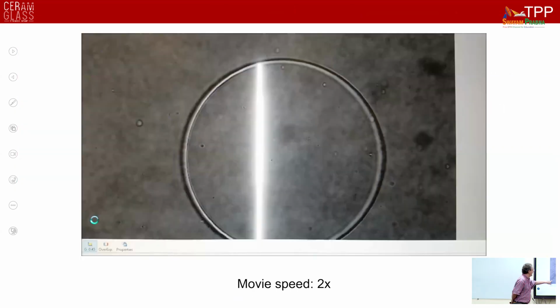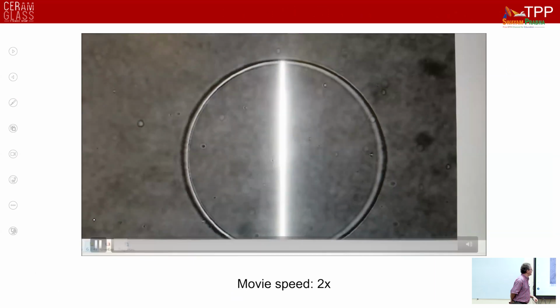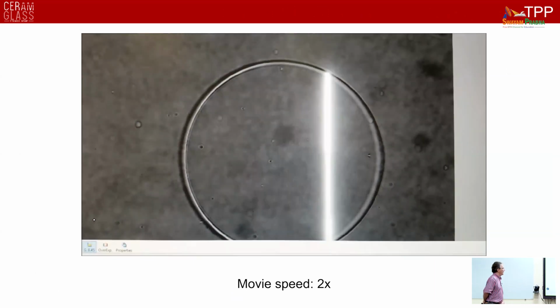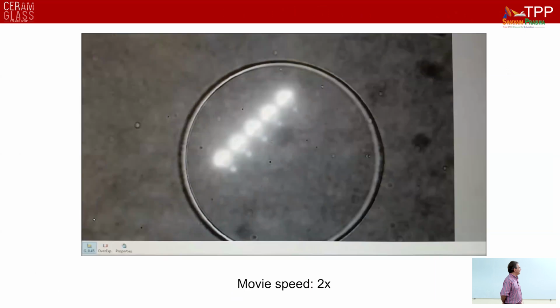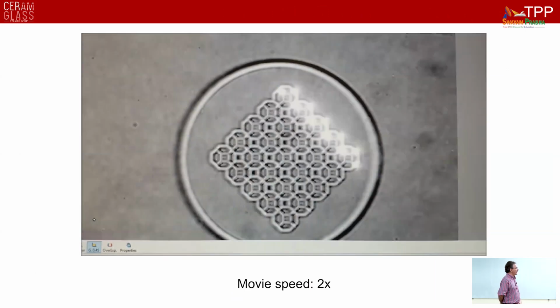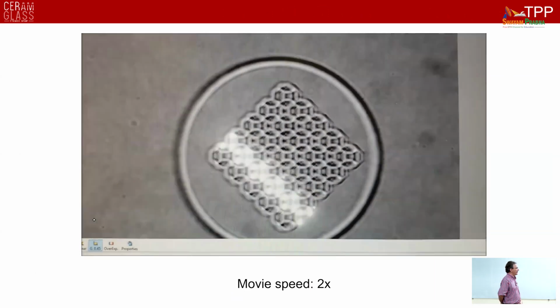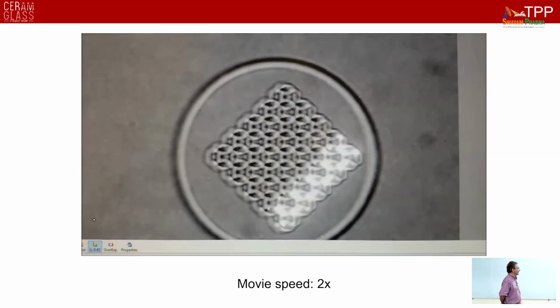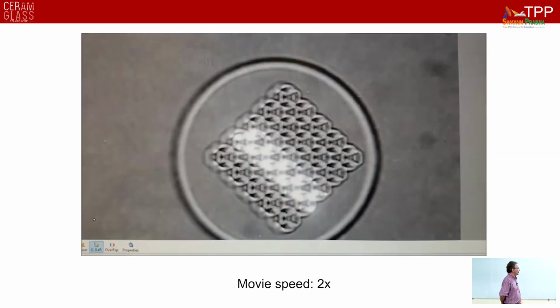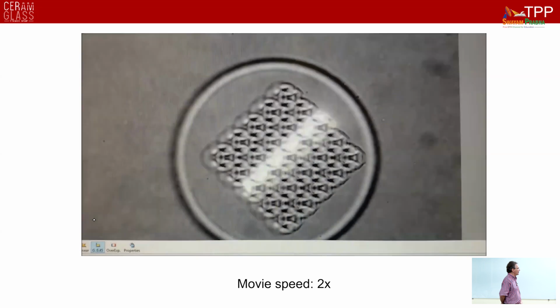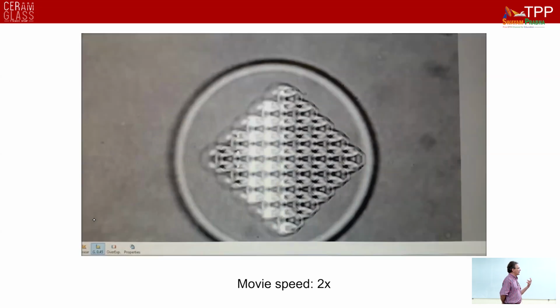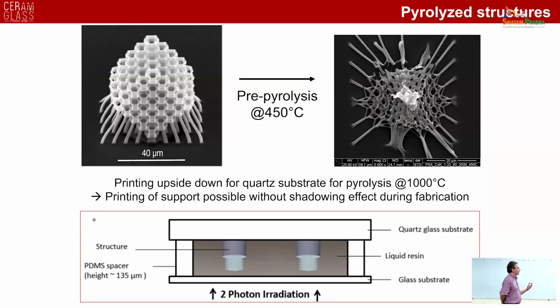And I don't know if I can see, yes. So this is the actual printing of the part. So we were able to develop what people would call a photoresist that was efficient enough to be printed in this approach. So we were able to generate parts that were based on a preceramic polymer.